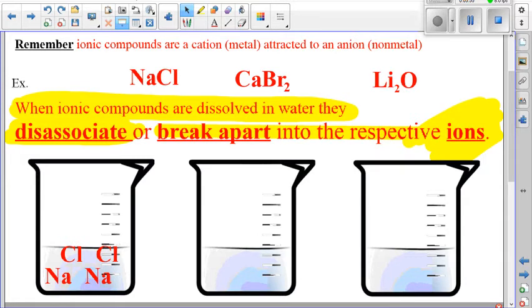Or if I drop some calcium bromide in there, maybe one of the bromines goes here, and then the calcium goes like there, and then a bromine goes over here, and then maybe you do it again, and you get something like this. Notice how there's two bromines coming in with every one calcium per the formula. Lithium oxide, same idea. Okay, so maybe you got lithium there and oxygen over here, lithium right there, whatever. They'll break apart into their respective ions.